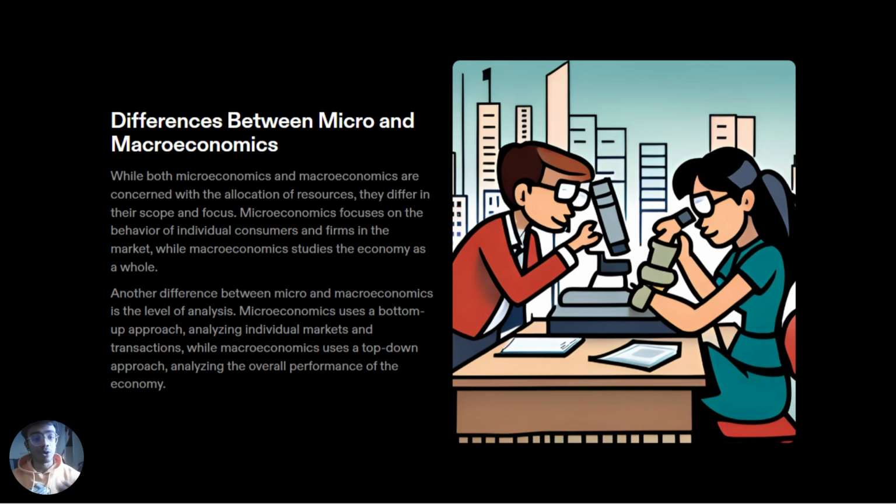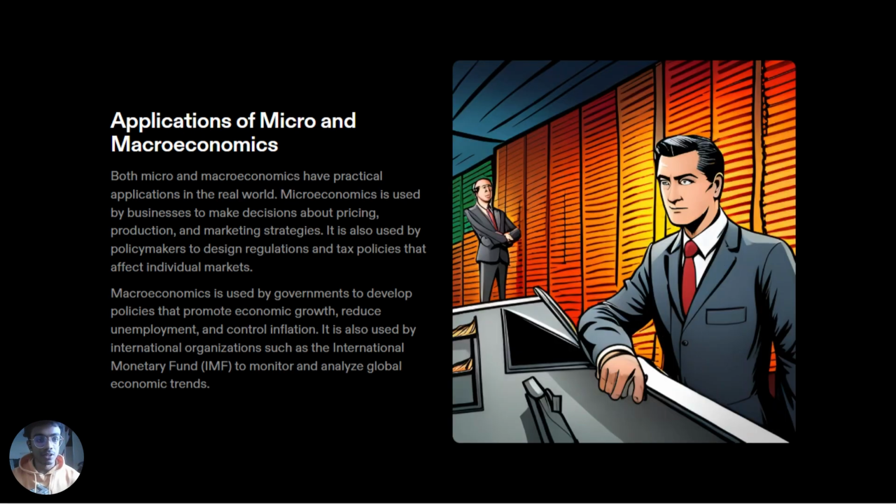Another difference between micro and macroeconomics is the level of analysis. Microeconomics uses a bottom-up approach, analyzing the individual markets and transactions, while macroeconomics uses a top-down approach, analyzing the overall performance of the entire economy.